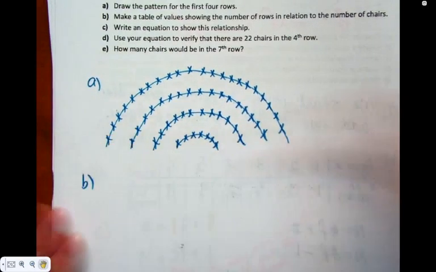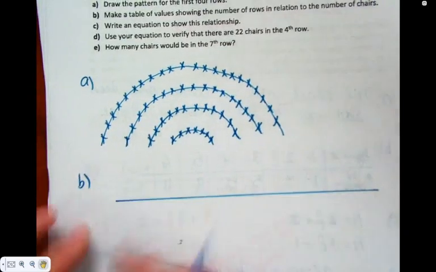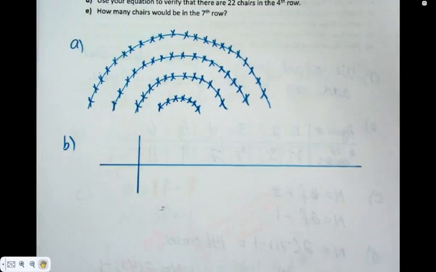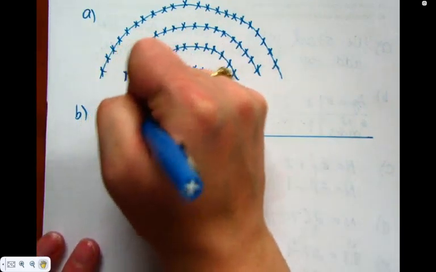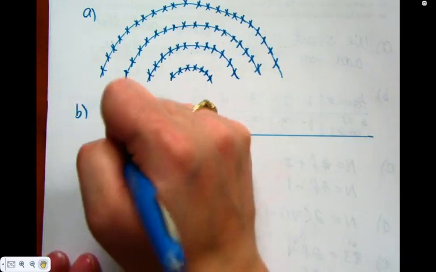Table of values. This time I don't have a figure number. What do we have? What are we counting? 1, 2, 3, 4. That's not the same as the figure number. It's the row number or number of rows. First question, I had squares. Second question, I have circles. What do I have this time? Number of chairs.